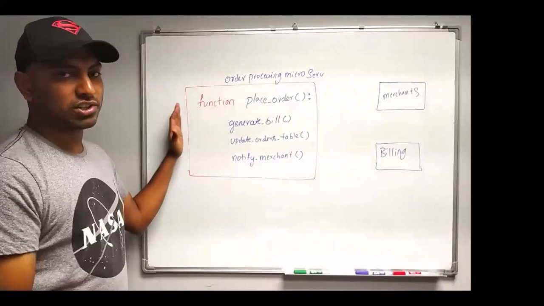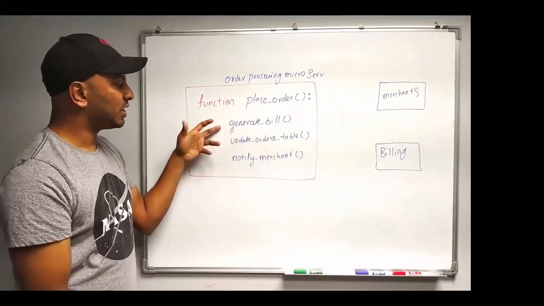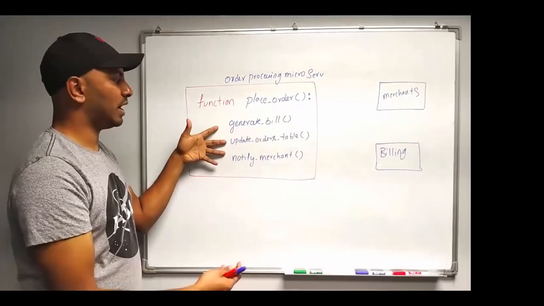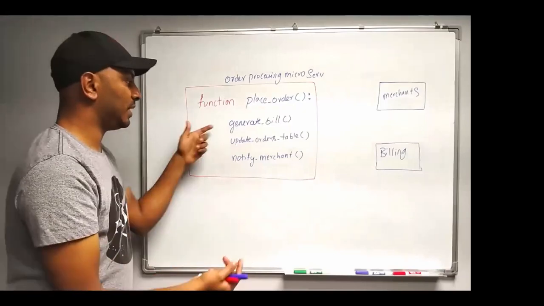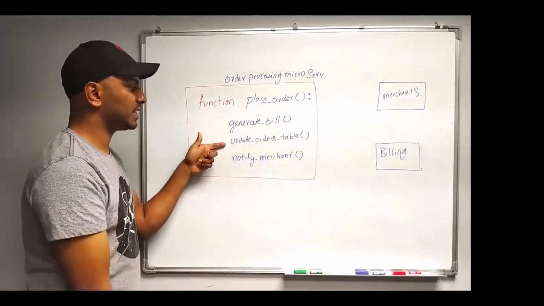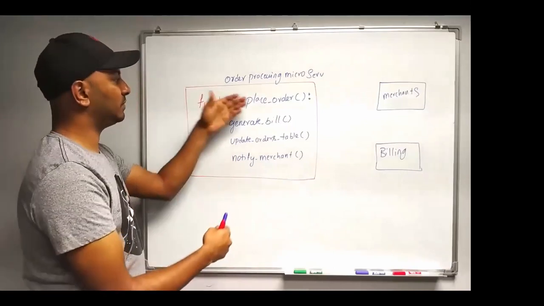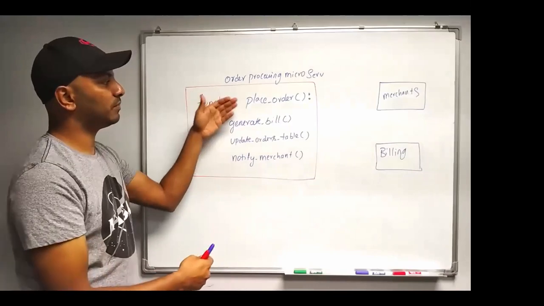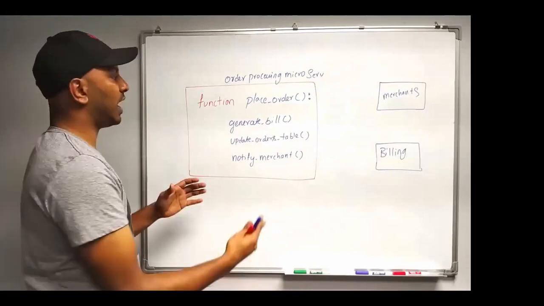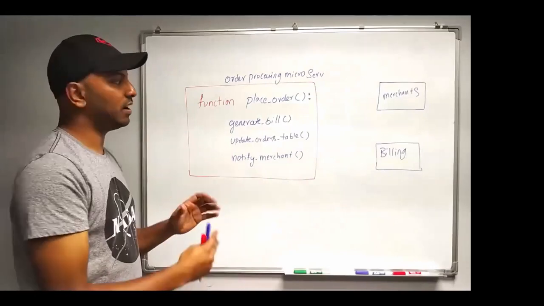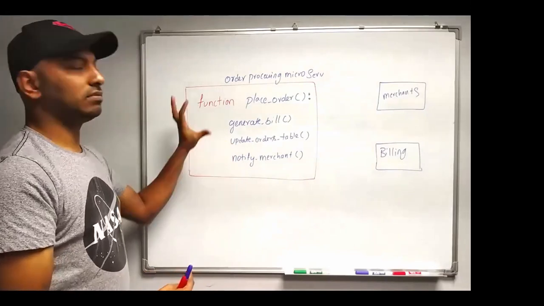In case of monolithic, it would have been much simpler, right? So this is a function called place order, in which there will be three different functionalities. The first one is generating a bill. As soon as we place an order, I want to generate a bill, and then update the orders table with whatever order we want to place. And then we also notify the merchant that someone has placed an order. In that case, it would have been a simple function call, because in monolithic, we have all the modules in the same server. So it would have been just a function call: generate the bill, update orders table, and notify merchant. It would have been much easier.